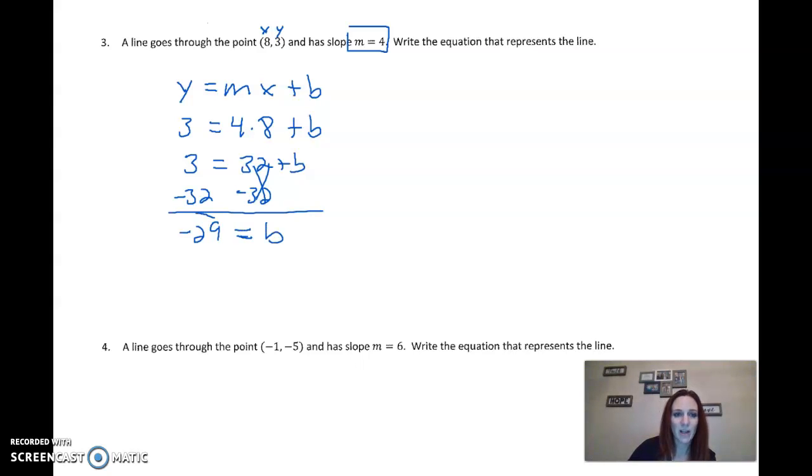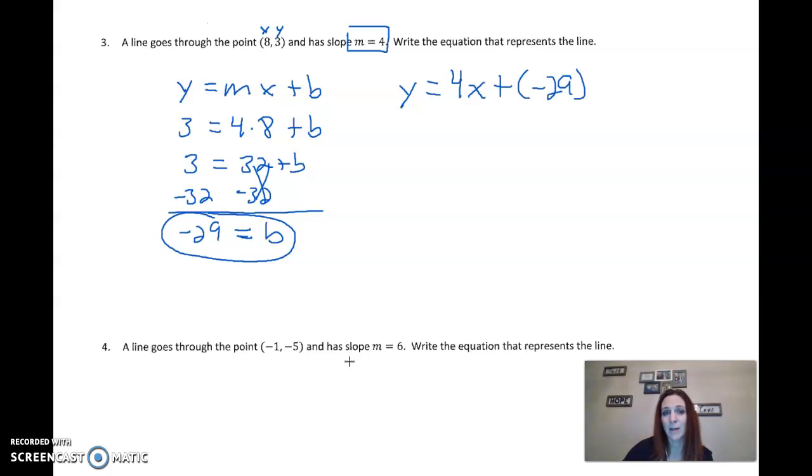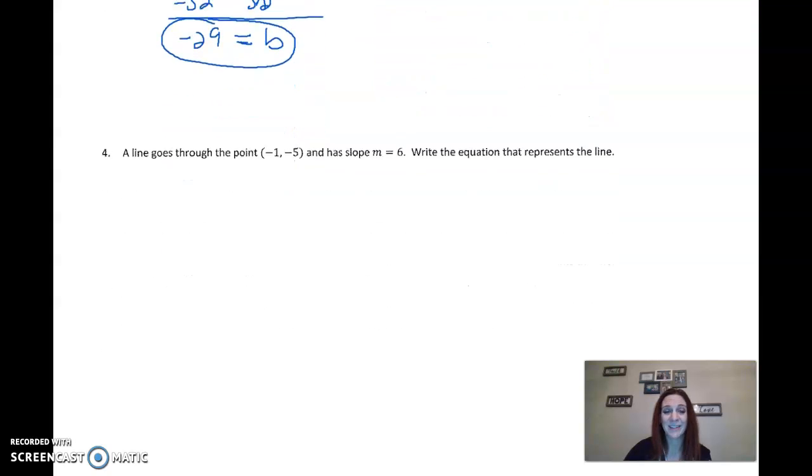All right, so now I have my slope and my y-intercept, you just plug it in for m and b. Y equals my m, which is 4, times my x, plus negative 29, or you could say minus 29. Kind of feel like we're doing the same thing over and over and over. We are. Guess what? We're going to do it one more time.